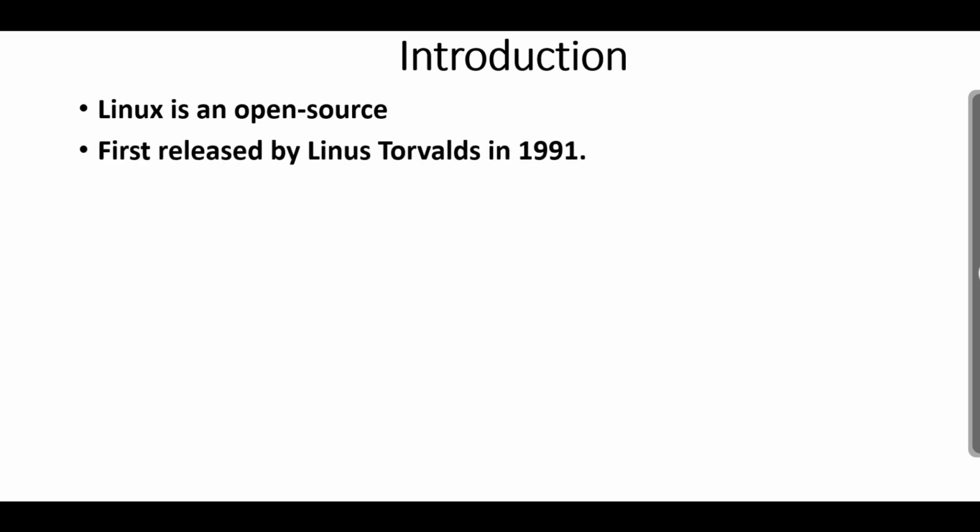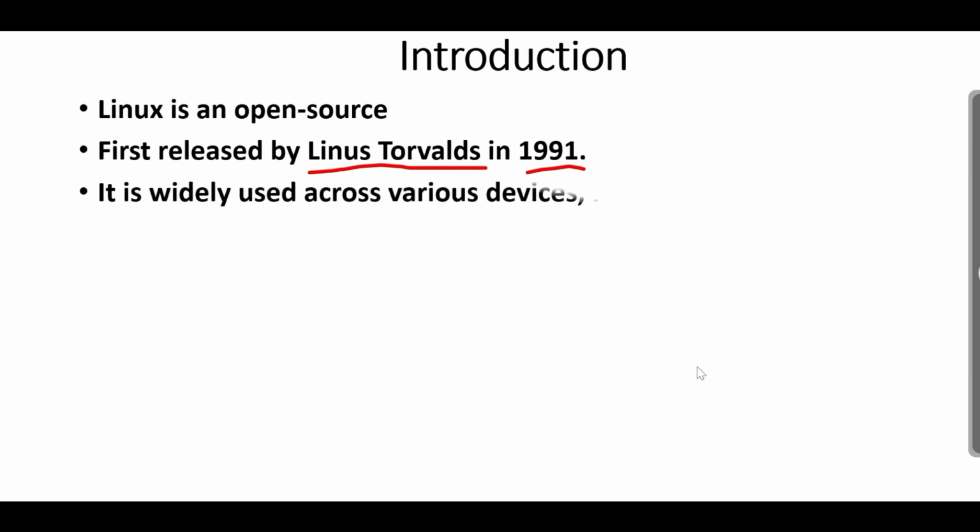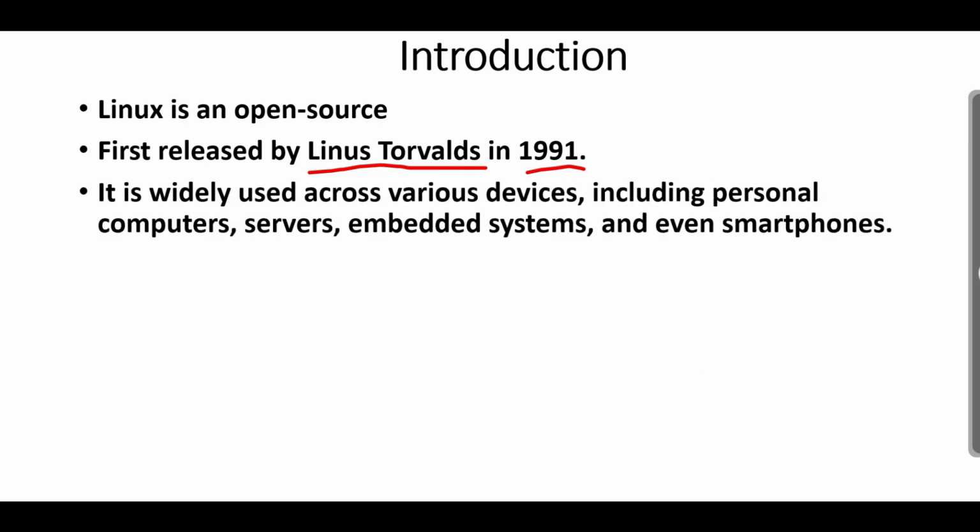It was first released by Linus Torvalds. He is the main hero. So Linus Torvalds created this in 1991. Okay. Then this Linux operating system is used on various devices including personal computers, servers, embedded systems, and even smartphones. Okay. But in our IT sector, we are mainly using this on our servers.